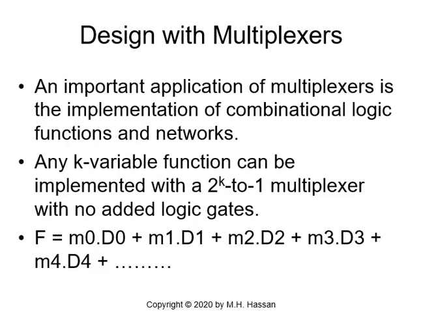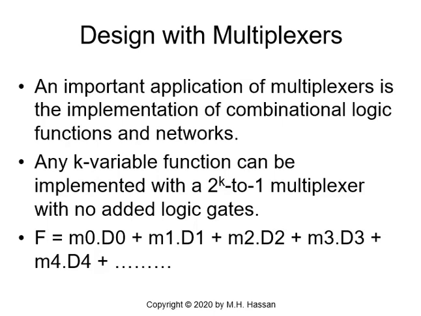Any k-variable function can be implemented with a 2 to the power k to 1 multiplexer with no added logic gates. So if we have a 4 variable function, and we use a 16 to 1 multiplexer, which is 2 to the power 4 to 1 multiplexer, we don't need any logic gates. It could be implemented immediately. The data lines at that time will be either zeros or ones. We will talk about it very shortly, with an example.